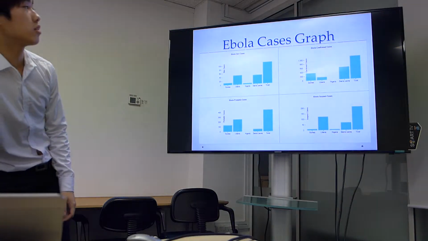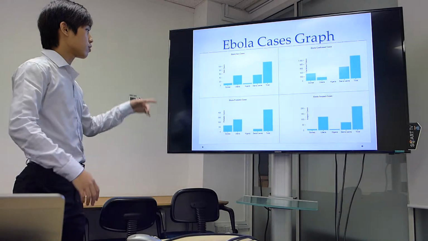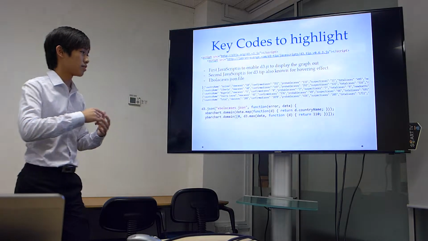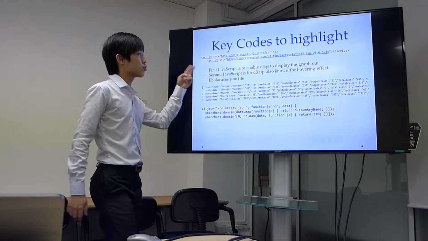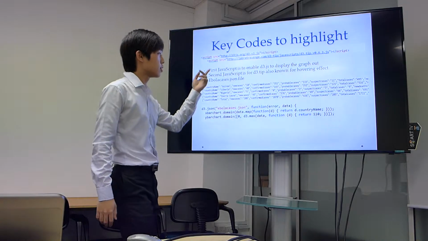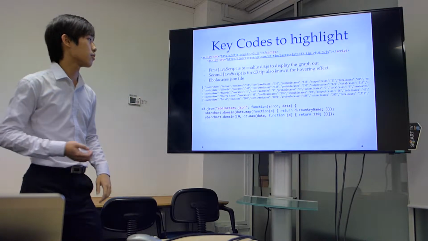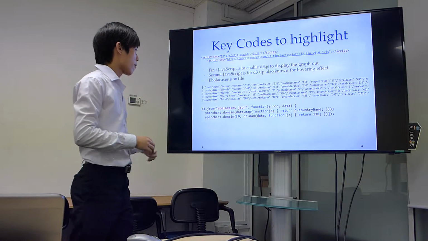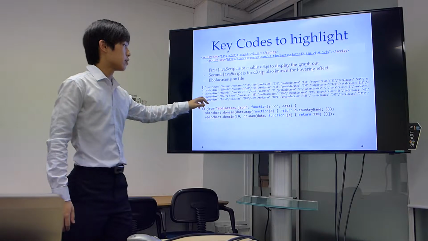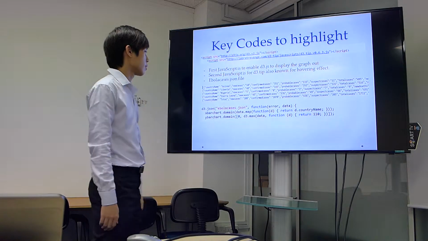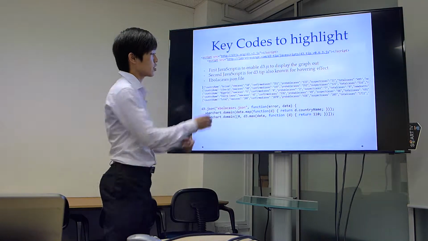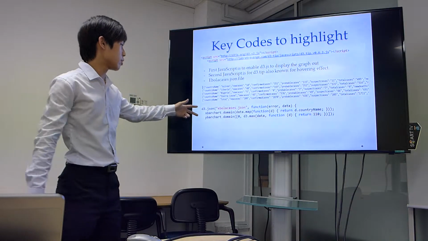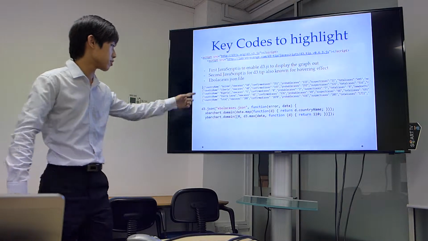So I will be talking about the Ebola cases graph. All these bar charts are quite similar, so I will explain one chart. We need 2 JavaScript files: one is D3, to display the graph, and the second one is D3 tip, for the hovering effect. Another is a JSON file. This is a short example, with the country name and the new cases. One chart is for new cases, another chart is confirmed cases, and so on. And this is how we collect all the data from JSON.